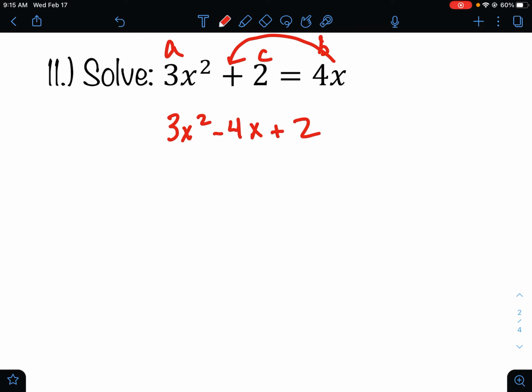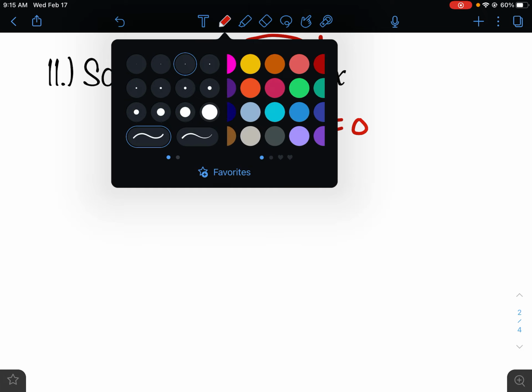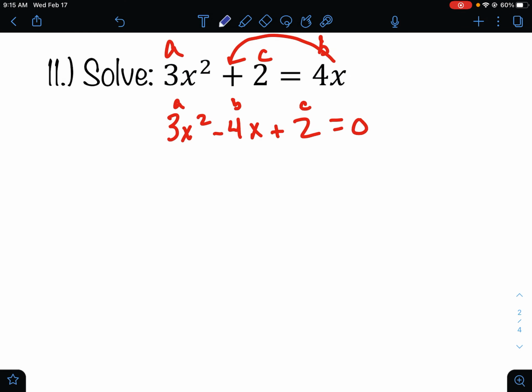Now that we have everything on the correct side of the equal sign, now we can do our quadratic formula. So there's A, B, and C. So I'm going to use quadratic formula again. Let me just change different colors here. I'm not going to write the quadratic formula again. You have it. I already wrote it down.